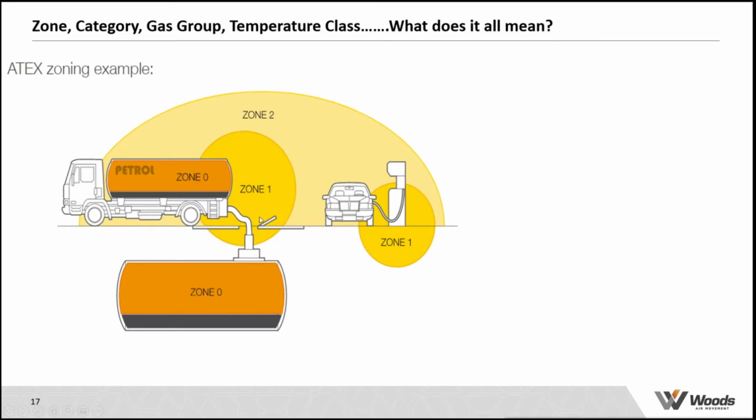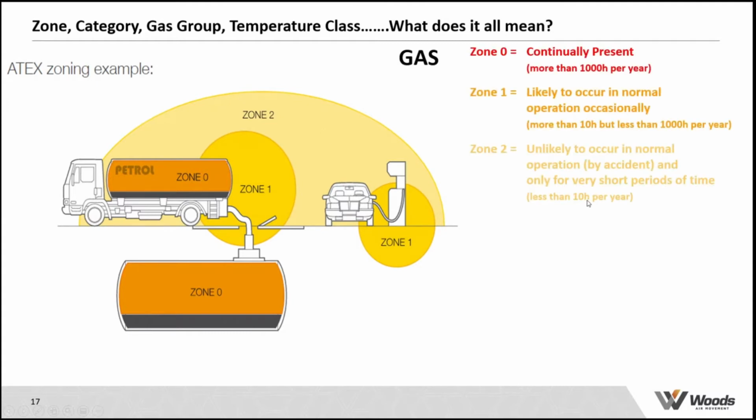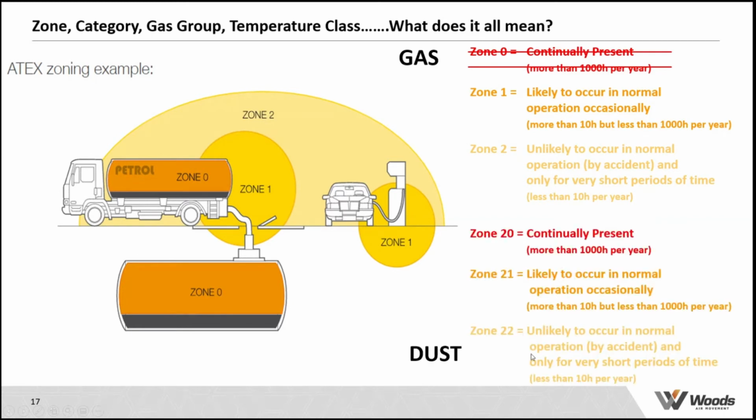Where you've got the occasional but regular leakage and seepage, so around the pump where it goes into the tank, where you're filling there if there's any air paths around it. But once you get to a certain distance away, the dilution becomes such that's very, very low risk. And so that way we start to group our gas things like this. So continually present, 10 to 1,000 hours a year, maybe a little bit more than that in reality, but unlikely to occur in normal use. So that's a useful picture to have. And then with dust, we get, again, the same thing, but beginning with a 2 to demonstrate that it's dust.